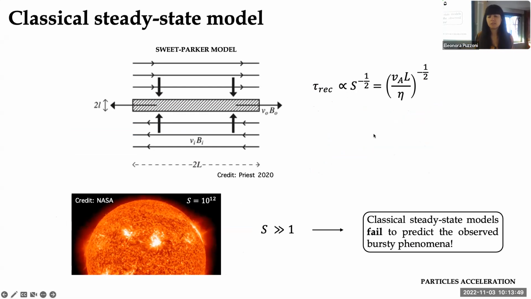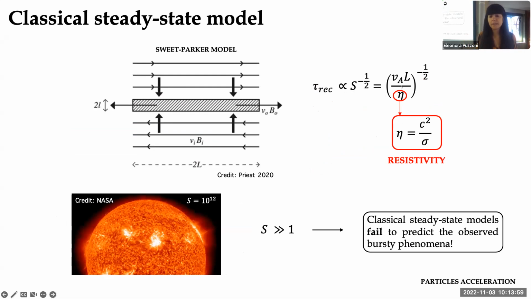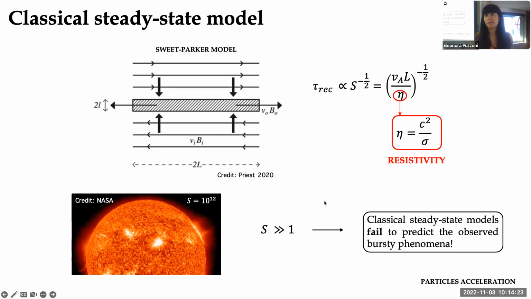In the previous slide, I talked about resistivity. Well, resistivity appears in the definition of the Lundquist number, and it is the inverse of the conductivity of the plasma. Here you see also the Alfvén velocity, and L is the typical length of an astrophysical system. We know that astrophysical plasmas are characterized by a large value of the Lundquist number. In fact, for example, in the solar corona, the Lundquist number is equal to 10 to the 12. So classical steady models fail to predict the observed bursty phenomena, such as the solar flares.